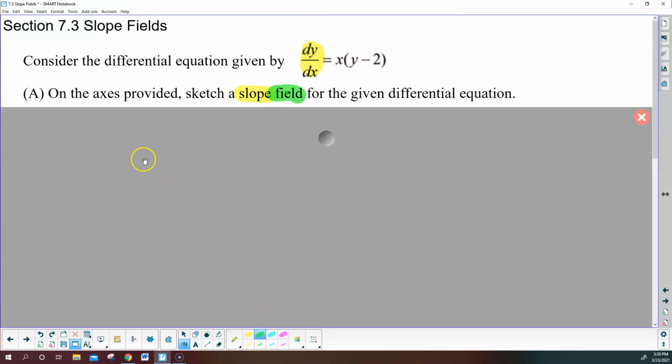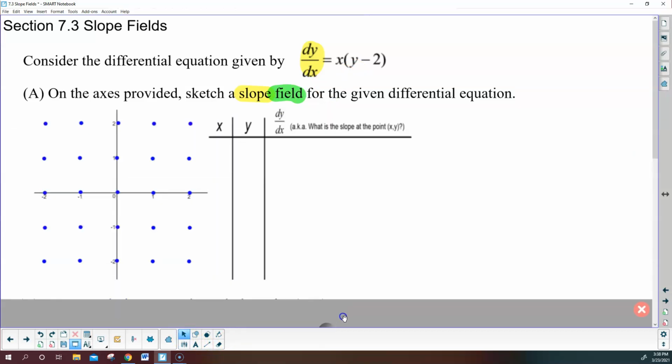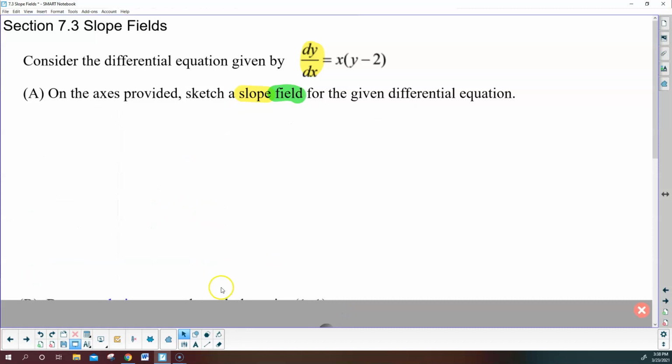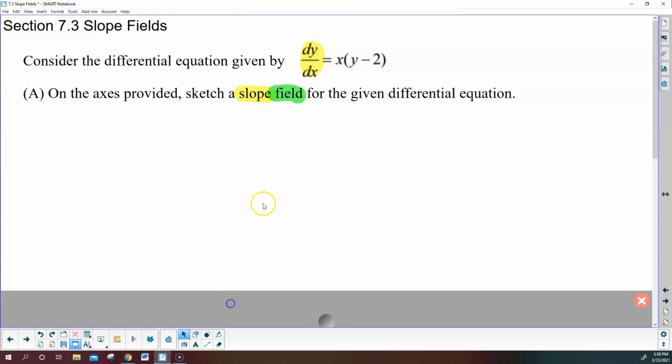Well, a field is all of the slopes for every xy pair that we can write down. So what we're going to do is this, and actually I'm going to get rid of that and show you how. Now, if you have graph paper at home, we want you to use graph paper. If you do not have graph paper, that is fine.